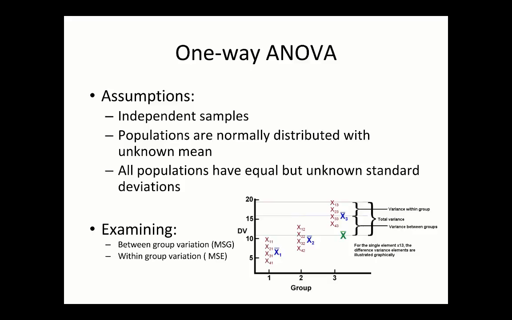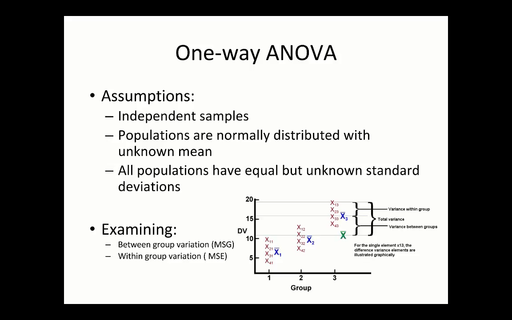There are 3 assumptions that must be met for the one-way ANOVA. Each group must be independent samples from populations that are normally distributed, and the population should have equal but unknown standard deviations. The one-way ANOVA compares 2 main measures: between group variance and within group variation.